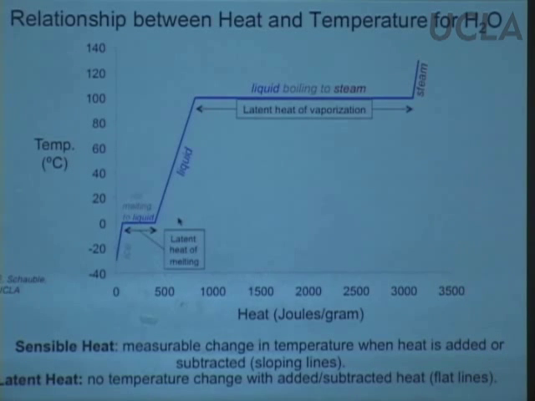So when we come back on Monday, we'll go over this again in a little bit more detail and talk about what kind of heat is being added in each stage of that process.